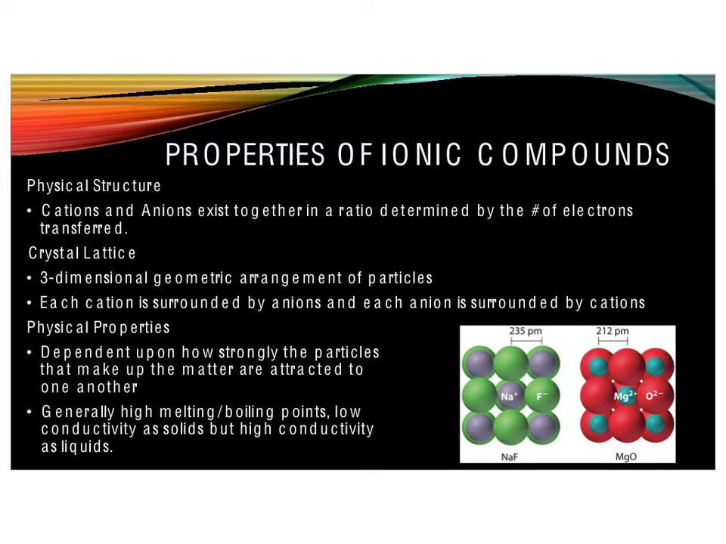Anyway, the physical structure of these, all ionic compounds share a couple of things in common. The cations and the anions, the positive and negative ions, exist in a ratio. And the ratio is determined by the number of electrons transferred. So sodium to chlorine in sodium chloride, NaCl, or even better, let me use my example here, NaF, there's one sodium for every one fluorine because one electron is transferred.